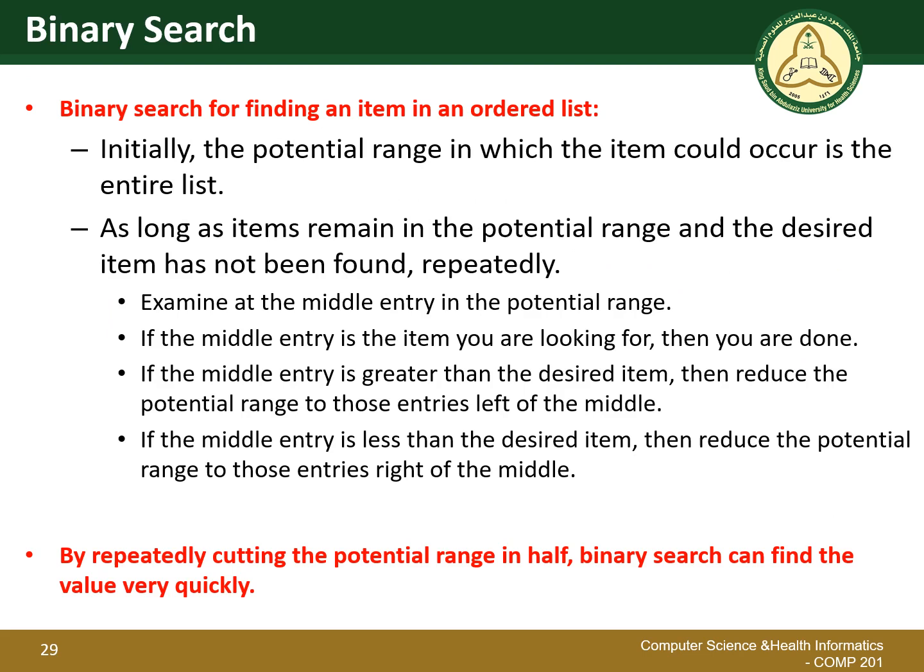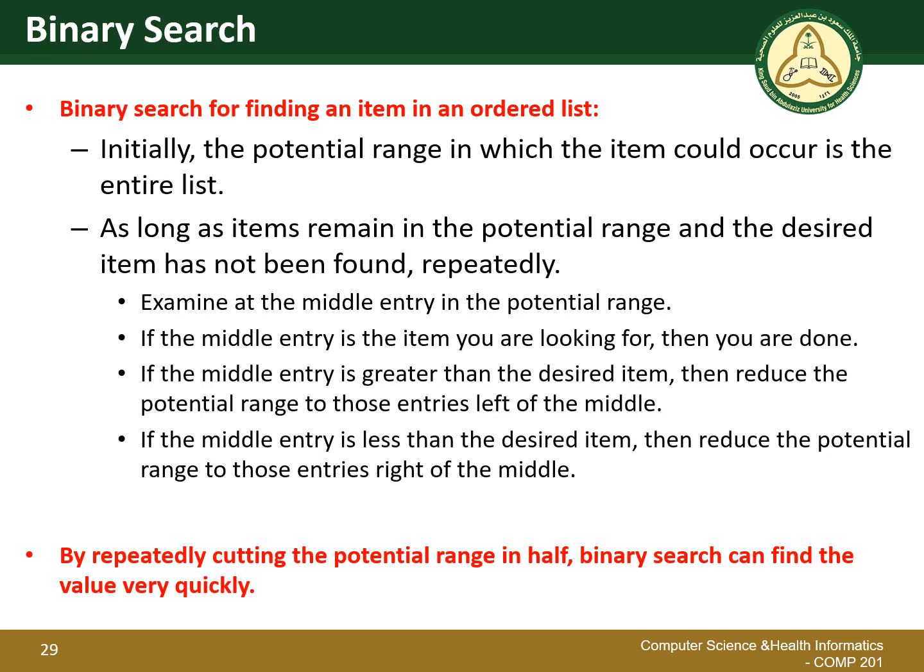Next slides represent the binary search steps. So at the beginning, the potential range in which the item can occur is the entire list. And we will continue searching as long as there are items in the potential range and the item hasn't been found.